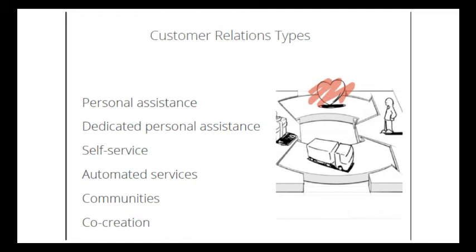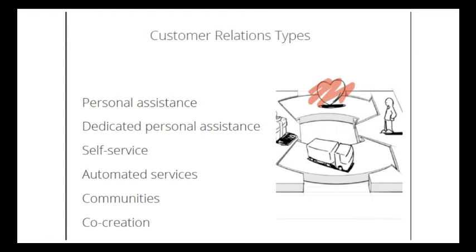Now, the second could be dedicated personal assistance. This relationship involves dedicating a customer representative especially to an individual client. Usually, banks do this, where they attach you to your personal banker, especially if you are a big company. It represents the deepest and most intimate type of relationship and normally develops over a long period of time.